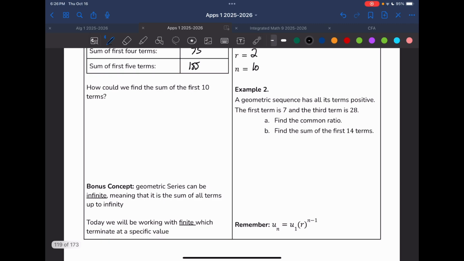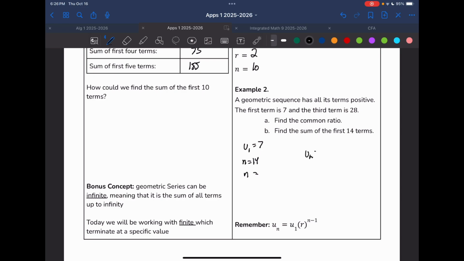All right, a geometric sequence has all its terms positive. The first term is 7, and the third term is 28. Find the common ratio and the sum of the first 14 terms. So here we know u1 is 7. We know that n is going to be 14. So all we need is r, which we need to solve for using our formula.